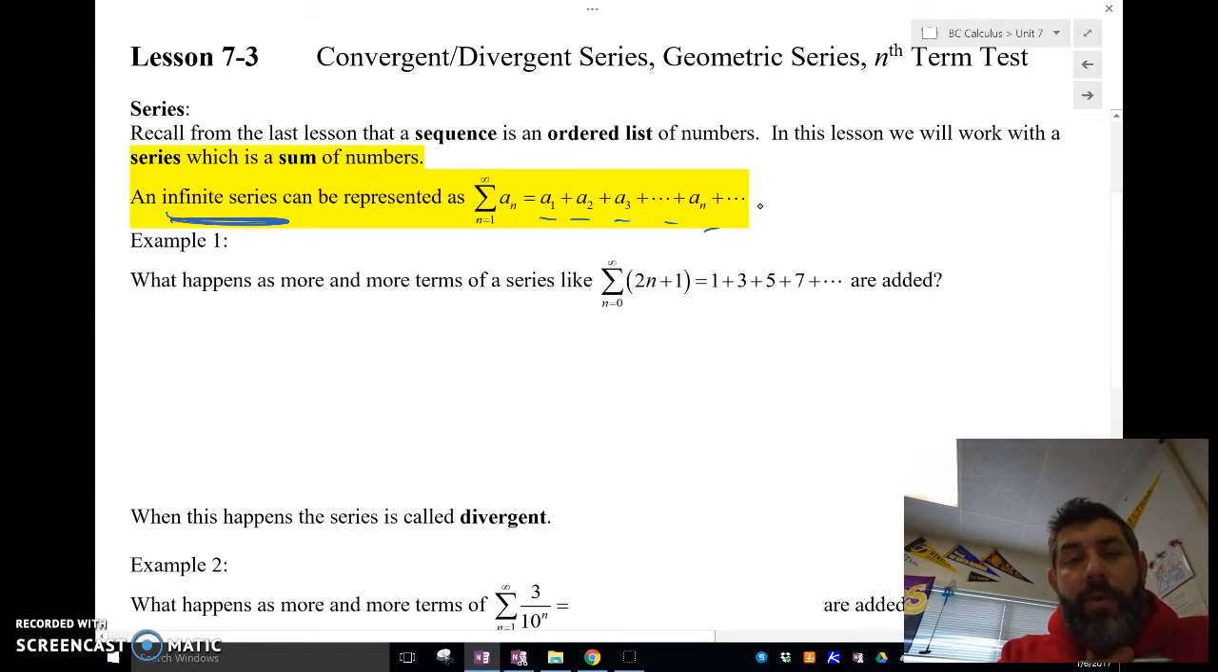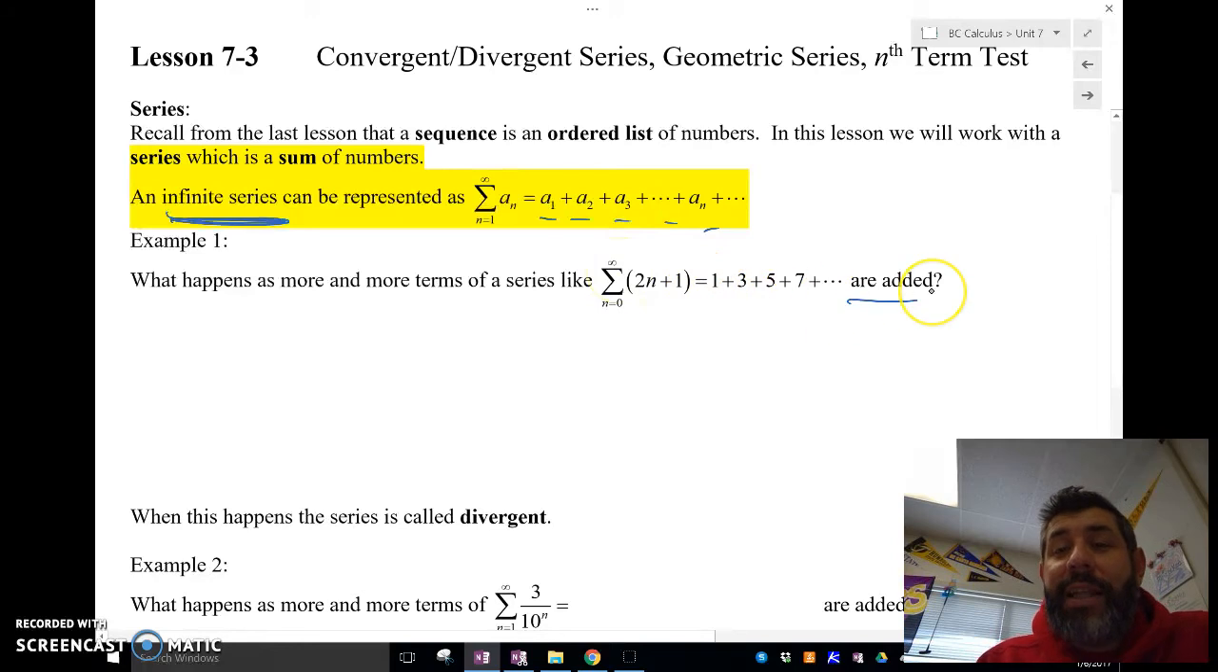So we have some series, like 2n plus 1 as n equals 0 to infinity. Now we've seen the sigma before, right? n equals 0, we're going to plug in 0, we're going to get 1. We'll plug in 1, we're going to get 3. We'll plug in 2, we're going to get 5, and so on and so on. And we're going to add them all up together. Well, what happens? 1 plus 3 plus 5 plus 7, these numbers are getting bigger and bigger and bigger, right? So the limit as n approaches infinity of this sequence is going to go out to infinity.